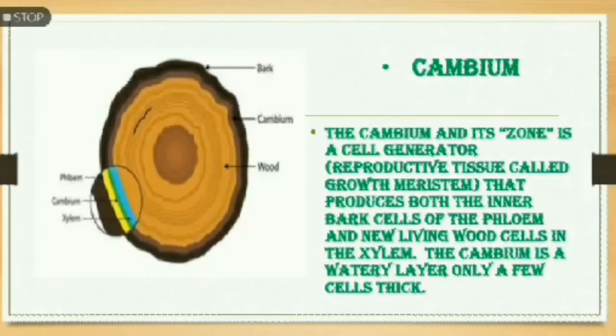Cambium. The cambium and its zone is a cell generator, a reproductive tissue called growth meristem that produces both the inner bark cells of the phloem and new living wood cells in the xylem. The cambium is a watery layer, only a few cells thick.